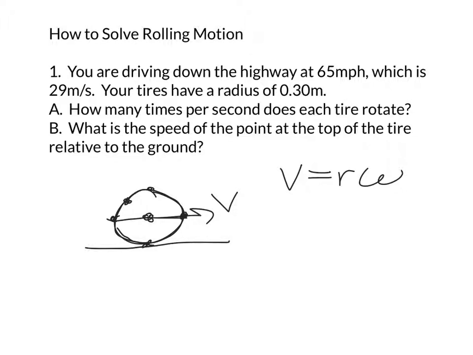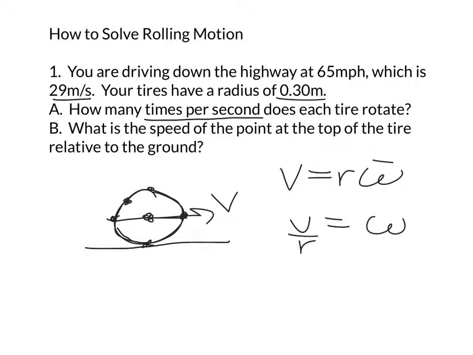Alright, how many times per second does each tire rotate? Times per second, well that's like revolutions per second, that's an omega. So we are looking for omega. If we resolve this, we will get v over r. And we have both of those. A linear velocity was given to us, and a radius was given to us. So let's plug those in.